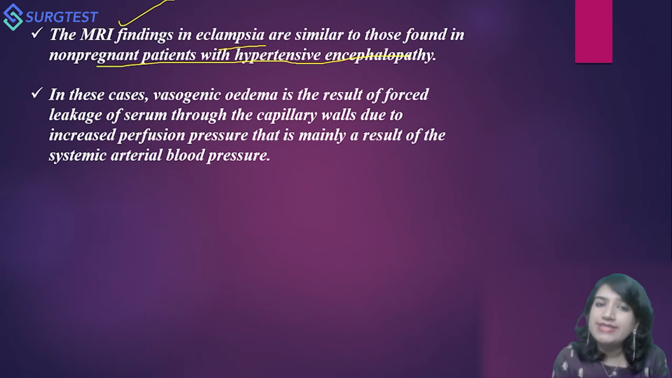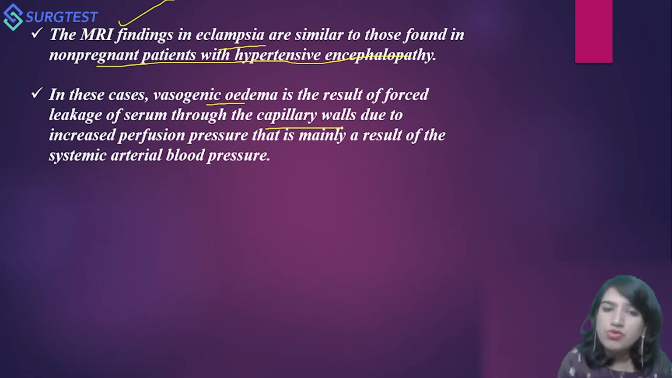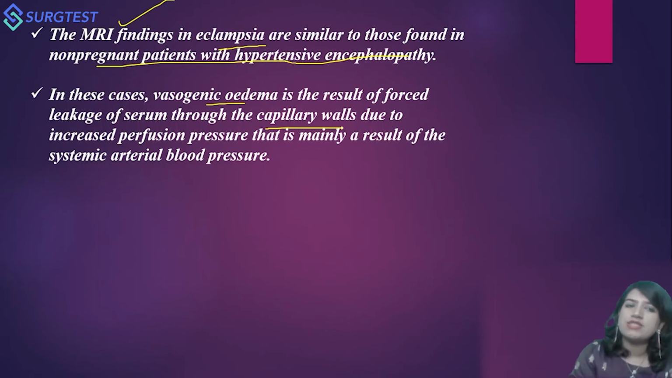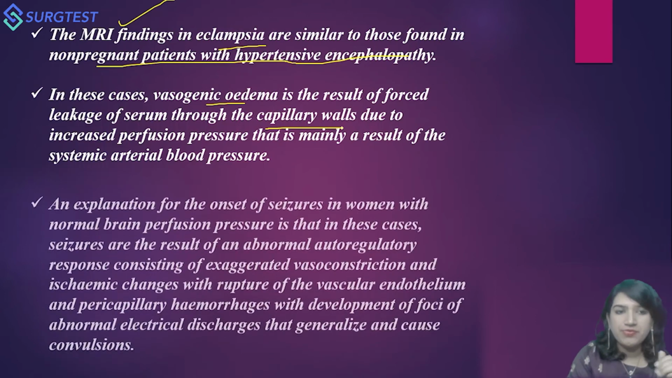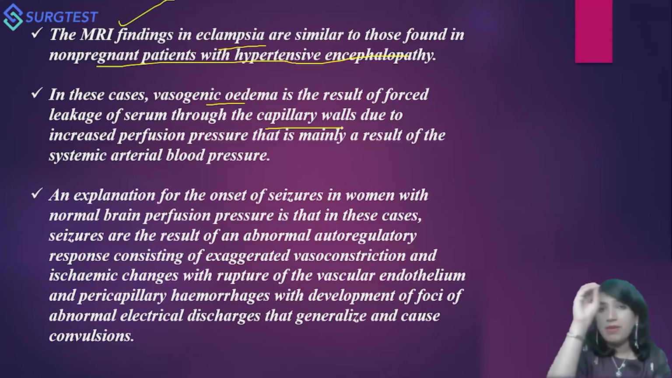In eclampsia cases, vasogenic edema is the result of forced leakage of serum through the capillary walls. Because the capillary walls are more permeable, fluid leaks out based on Starling forces, and there is a vasogenic edema due to increased perfusion pressure that is mainly a result of the systemic arterial pressure. Okay. Now, an explanation for the onset of seizures. Now, all this has happened. So there is a cerebral edema, there are microinfarcts, there is an insult to the occipital lobe.